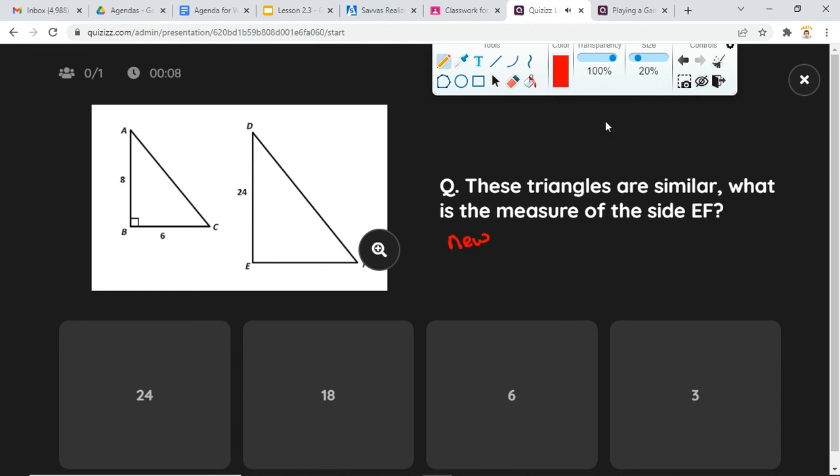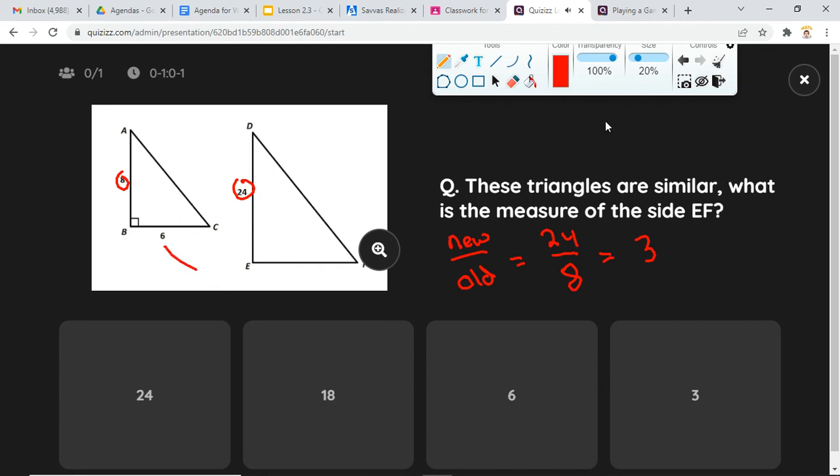Remember, to get our scale factor, we need to do new divided by old. Here, the new side length is 24. This one right here, so we do 24 divided by our old, which is 8. 24 over 8. 24 divided by 8 is 3. So that is our scale factor.